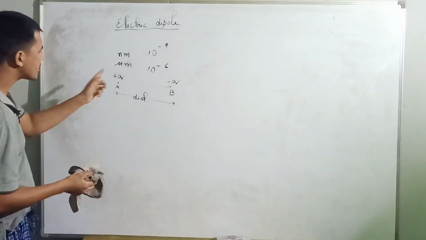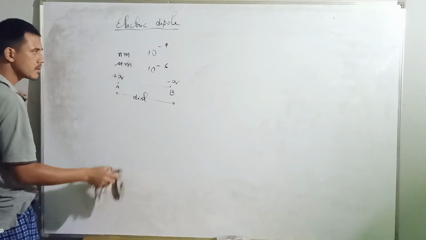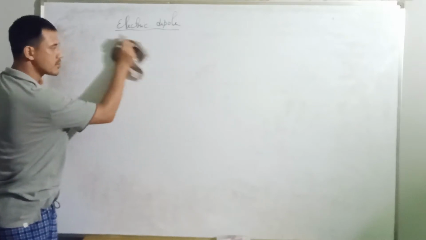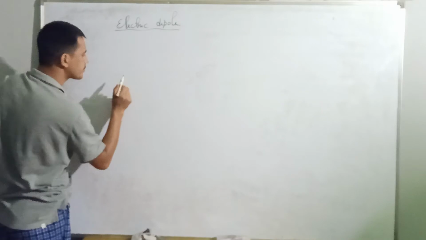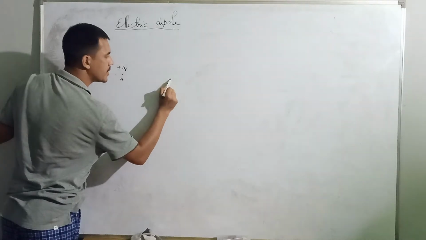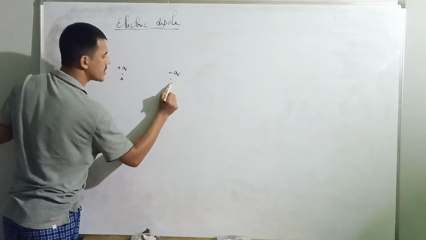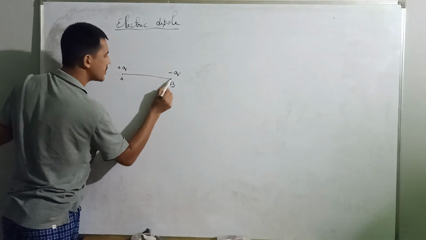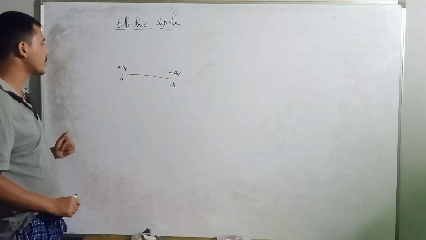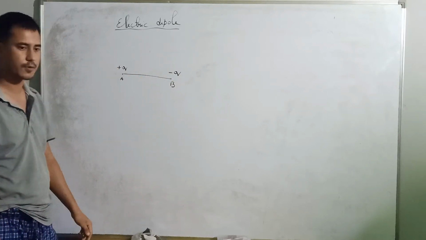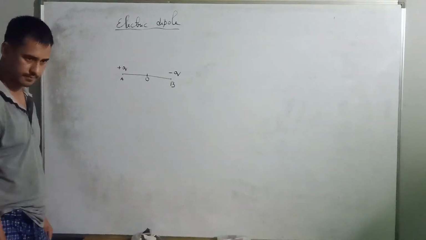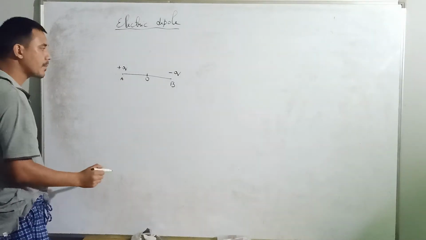So a system of two equal and opposite charges placed at a certain distance apart is known as your electric dipole. Now, this is your positive charge placed at this point A. This is equal and opposite charge minus Q placed at point B. This is the distance between them. And you do not measure the distance from one charge to the other charge. Locate the center of the dipole. Is it okay? Locate the center of the dipole.